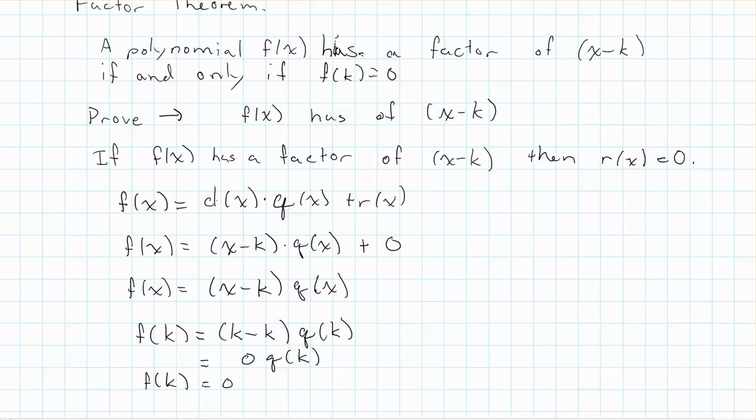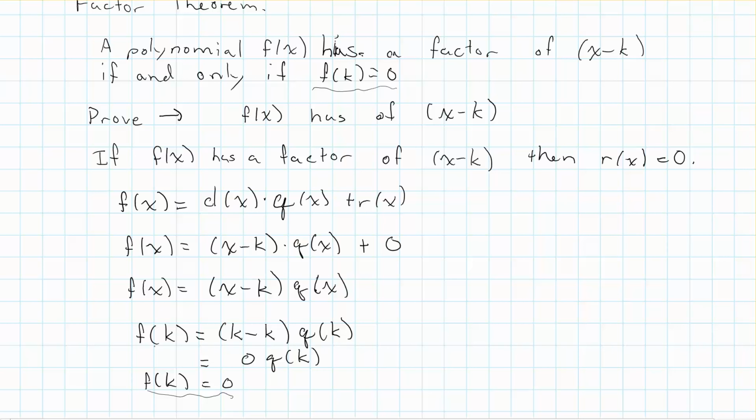F at x is equal to d at x times q at x plus r at x. Then what I'm dividing by is the x minus k, and then I have this q at x, which I don't know, I don't care, but then the remainder is 0. And then all we did is substitute k in, and we came to the conclusion that f at k was equal to 0. We didn't just say it's 0; we came to the conclusion by doing some logical arguments.